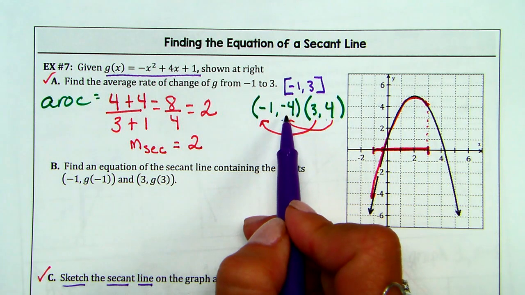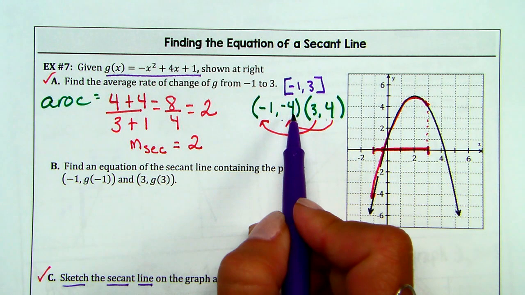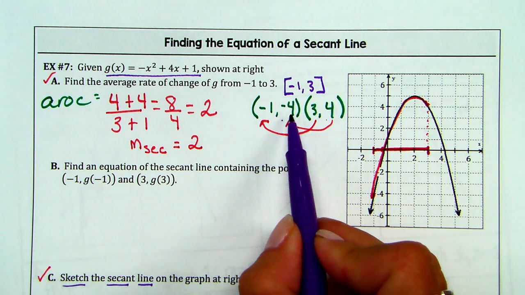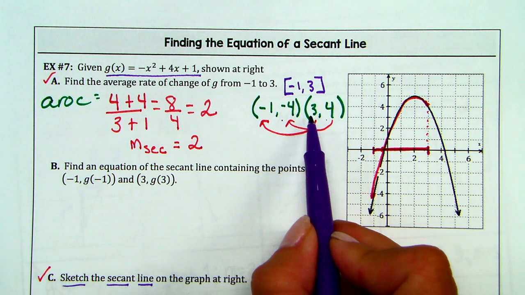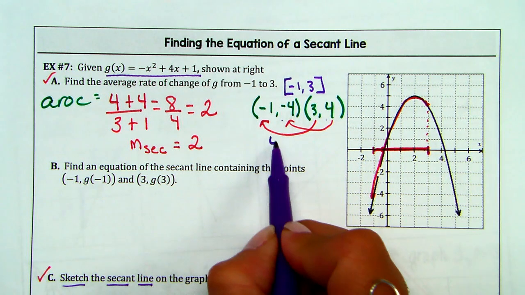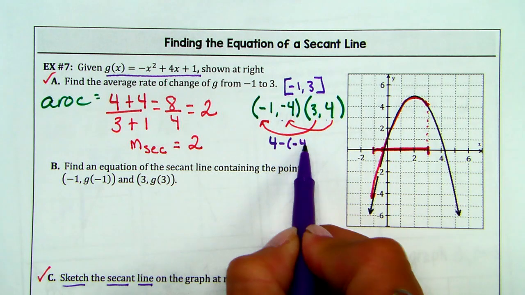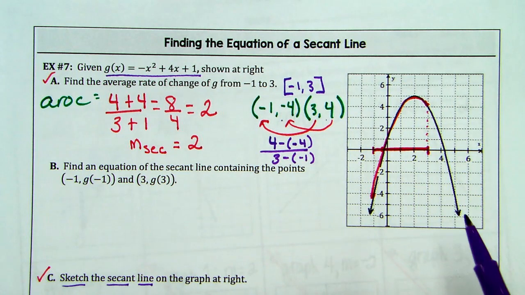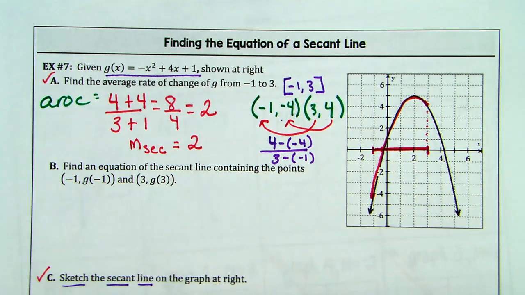4 minus negative 4. Okay, 4 minus a negative, those 2 negatives cancel out. 3 minus a negative, those cancel out. If you need to write it like that, that's fine. You should still get 2.